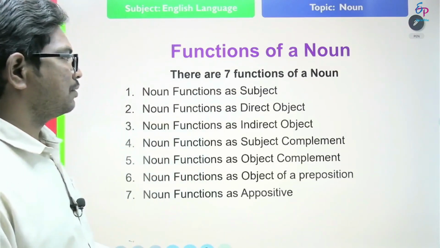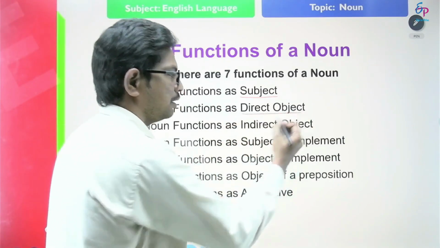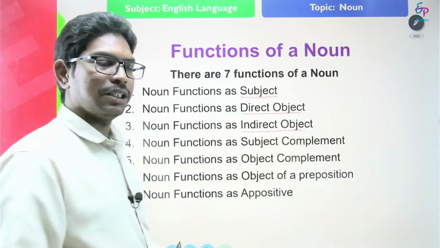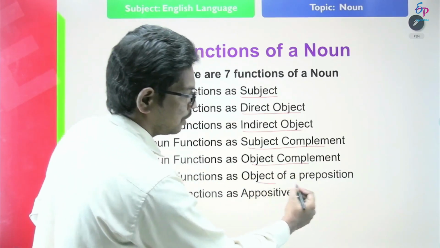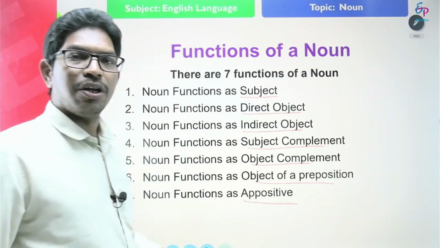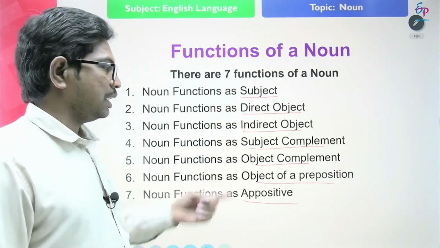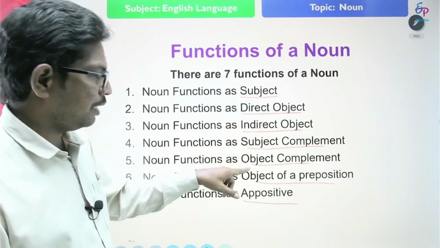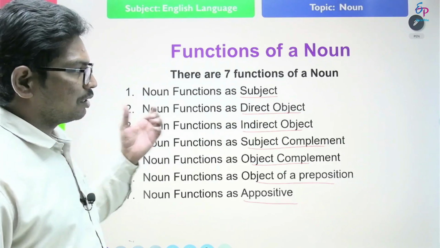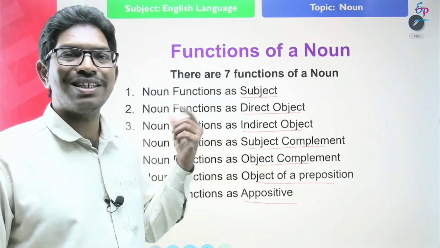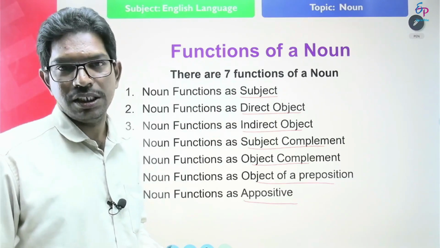Noun functions as subject, direct object, indirect object, subject complement, object complement, object of a preposition, and appositive. There are 7 functions of a noun. These are the things about noun you must learn to understand the meaning of a sentence. First, we'll discuss how noun functions as subject.